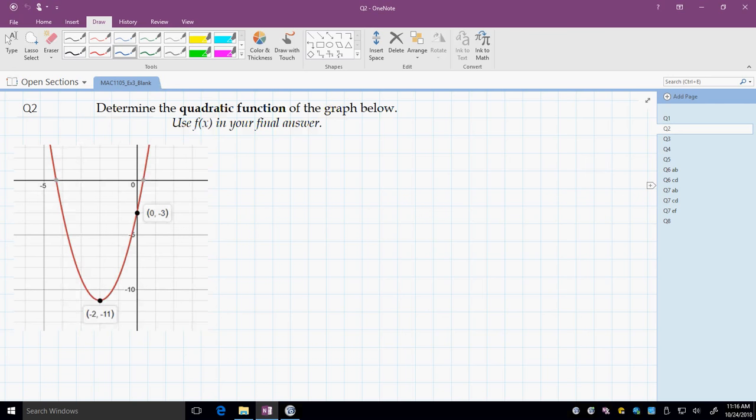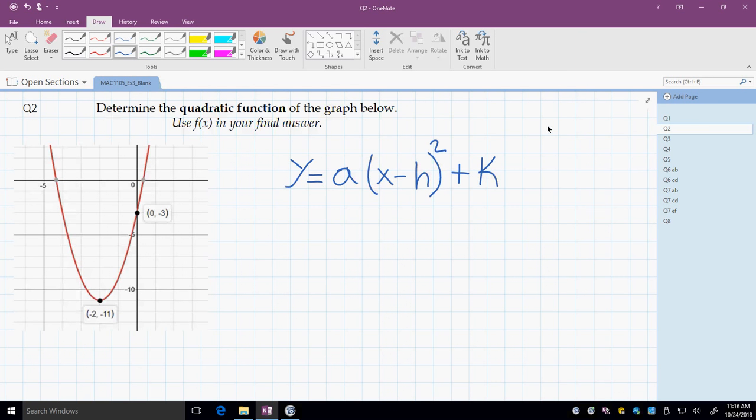Now we have to figure out the quadratic function for this graph. And we have 2 points. They're giving us the vertex and the y-intercept. This has a really cool formula. It's y equals a, open parentheses, x minus h, close parentheses, squared, plus k.